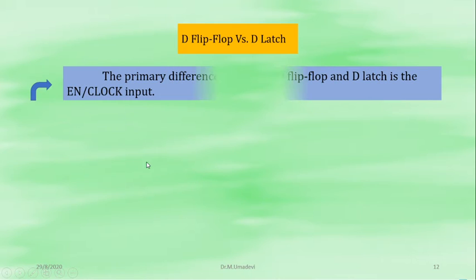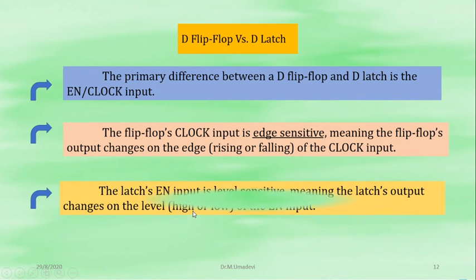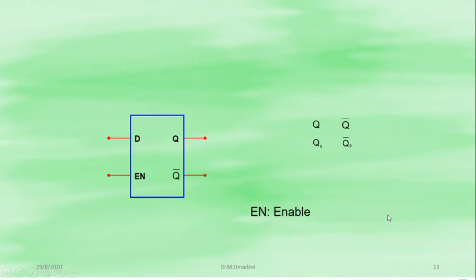D flip-flop versus D latch. The primary difference between D flip-flop and D latch is the enable and clock input. Clock is used in the D flip-flop and enable, EN, is used in the D latch. The flip-flop clock input is edge sensitive, meaning the flip-flop's output changes only on the edges, either a rising edge or falling edge of the clock input. The latch's EN input is level sensitive. This is edge sensitive and this is level sensitive, meaning the latch's output changes on the level, either high or low, of the EN input.